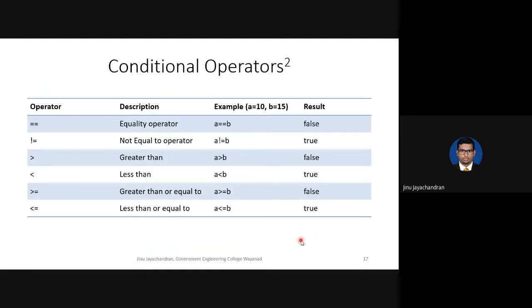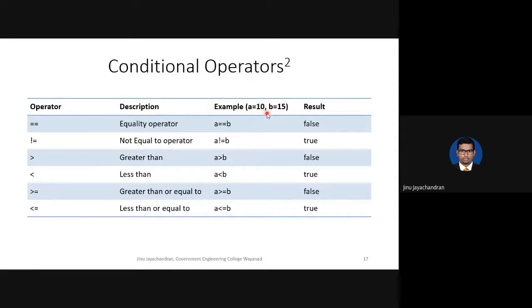This is the conditional operator. In Java, we have if-else conditions, and in each if-else condition you can check the condition using operators. For example, if you want to check a equal to b, you have double equal to. If a not equal to b, you have exclamation equal to, greater than, less than, greater than or equal to, less than or equal to. So I have given an example here.